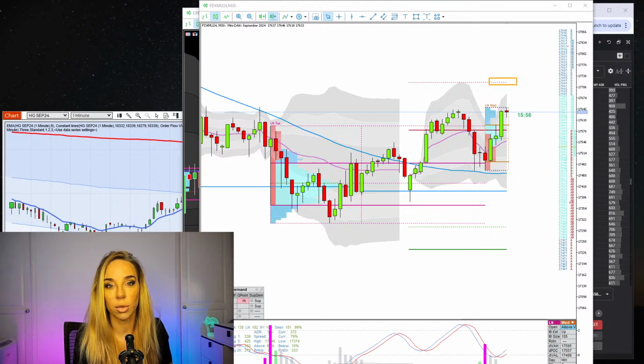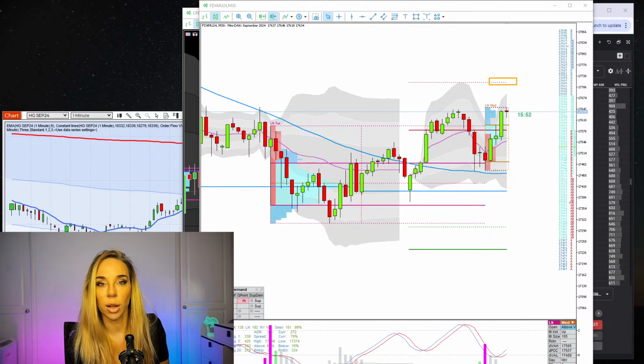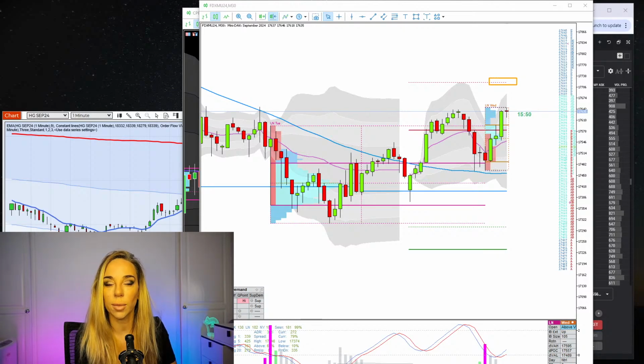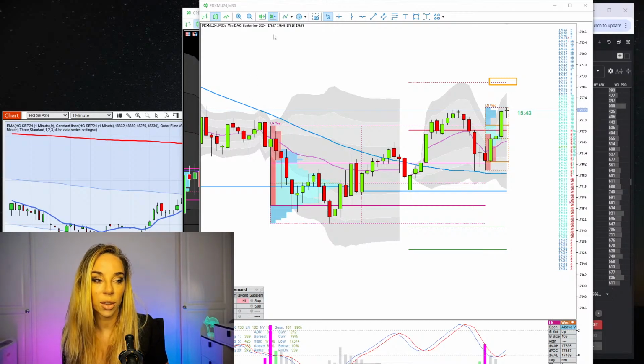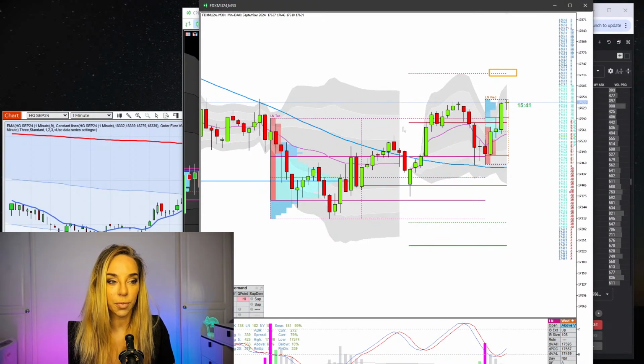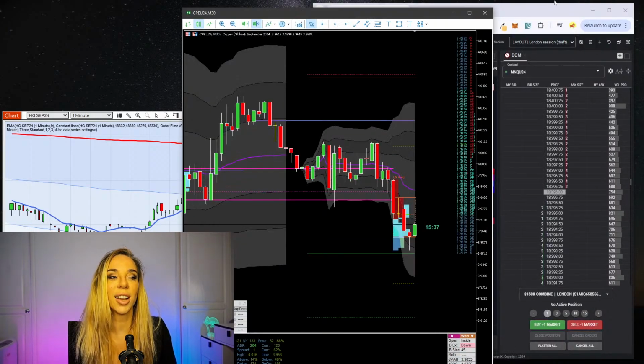Trade micros. Minimal size. Absolute minimal size. Have a number of trades that you're going to try. Doesn't work. Shut it down. Click that button if you are in the Topstep platform. That's going to lock you out for the day. Don't keep trading. And certainly don't increase size.